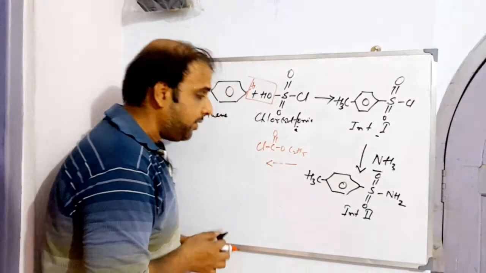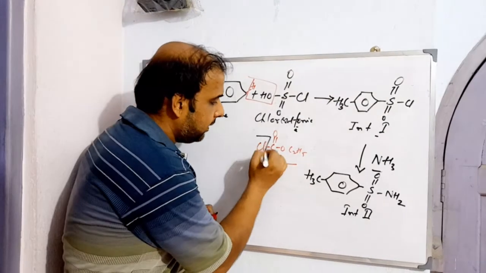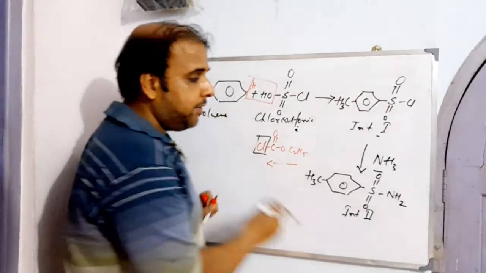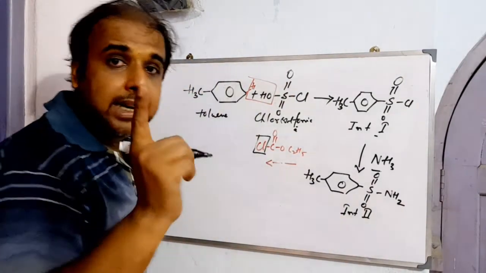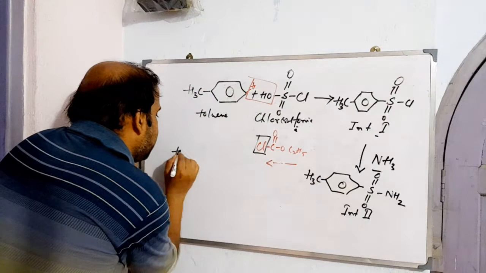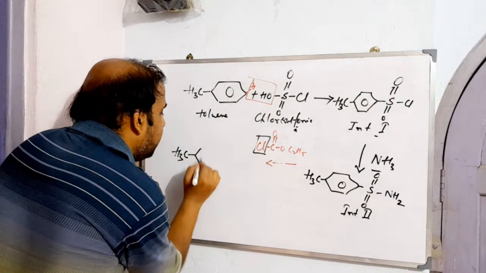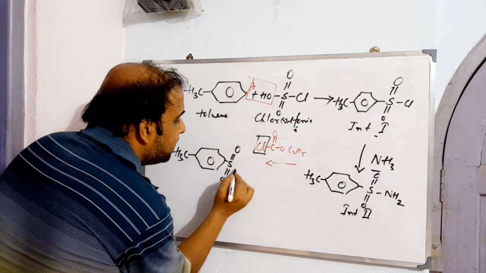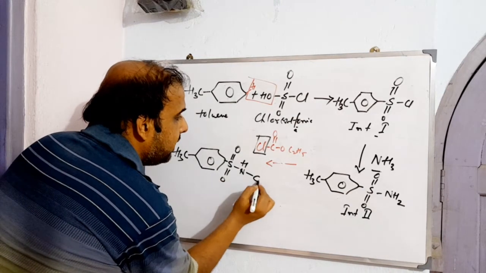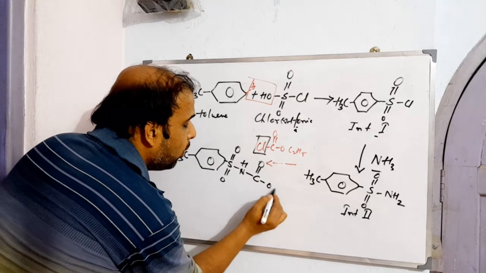Ethyl chloroformate. So what will this ethyl chloroformate do? This is the chlorine, right? This is the chlorine, minus I effect. It will leave, right? And it will take one hydrogen from this area, so that there is a formation of intermediate 3. How does it look actually? So H3C, then SO2, then NH, then CO, then OC2H5.